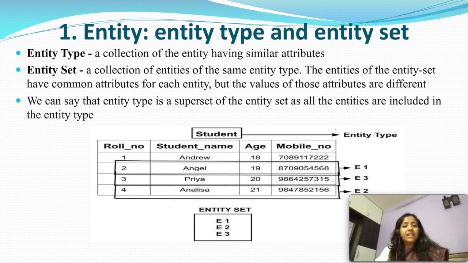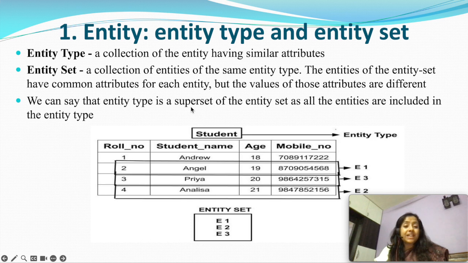While talking about an entity type, it is a collection of entities having similar attributes. For example, we can see a table student here. All the students mentioned in this particular table, we have 4 rows, right? Roll number 1, 2, 3 and 4. So all the 4 roll numbers come under the student table, right? So student is a collection having similar attributes. That's why we have put a rectangle and we wrote entity type.